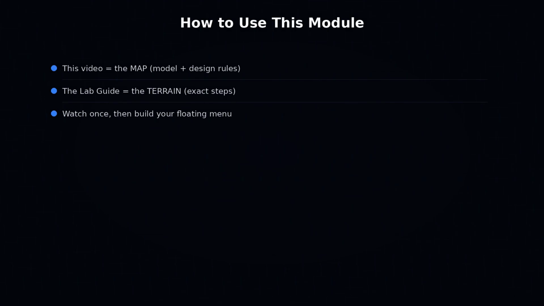So here is how to use this module. This video is the map. It shows you the UI model and the design rules. The lab guide beside it has every exact step to build the panel and the prompt to wire the 3 buttons. Watch this once, then open the lab guide and build your floating menu.